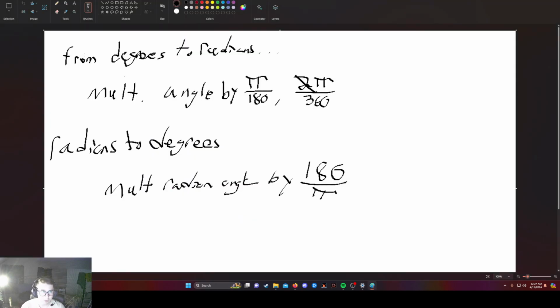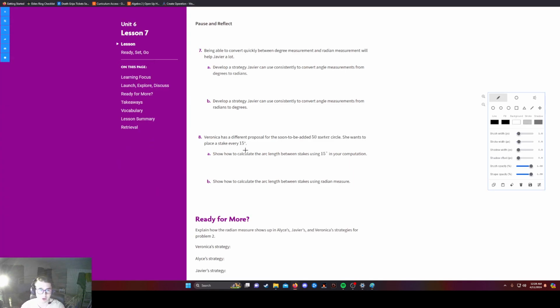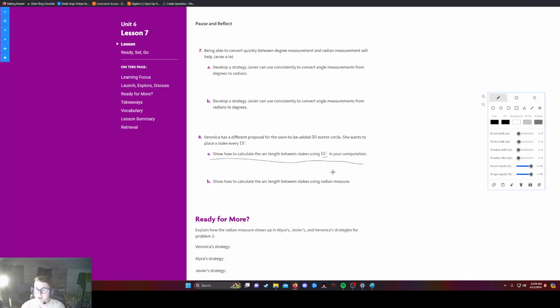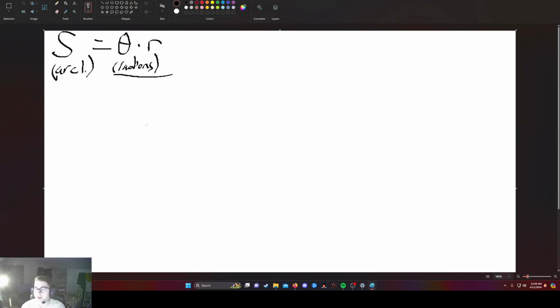So let's think back to that formula we made together, because we're a group. The arc length, or S, is equal to my angle in radians times r, which is the radius. This question wants us to calculate arc length, and it gives us 15 degrees. I need that in radians.